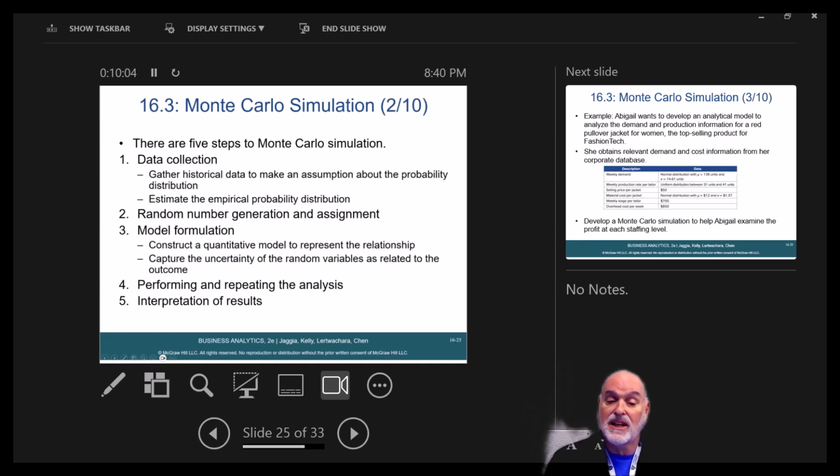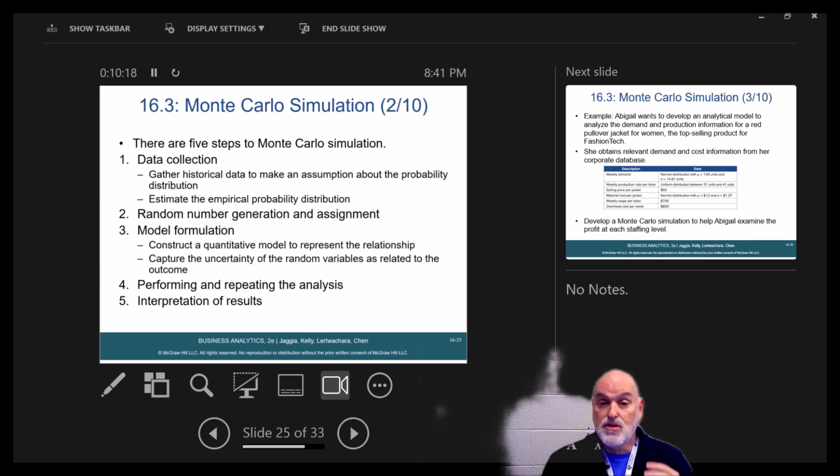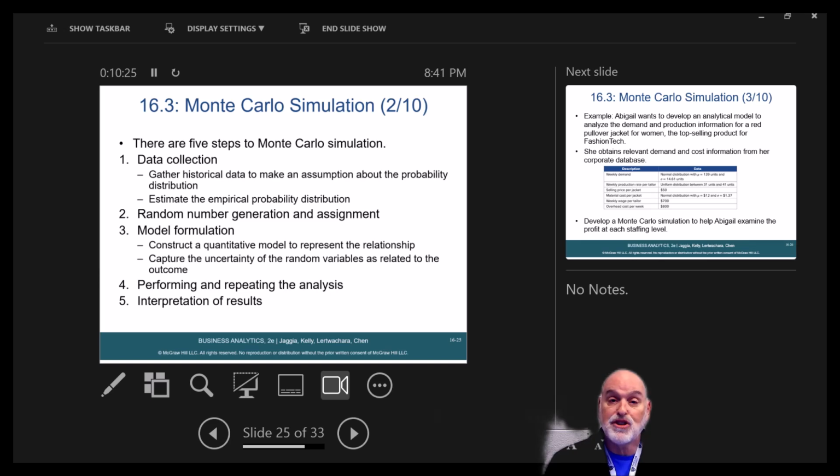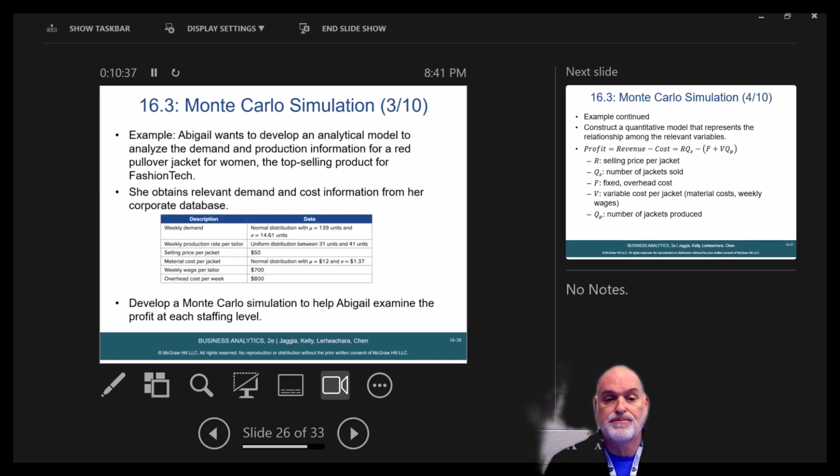There are 5 steps to Monte Carlo simulation. Number 1, data collection. Gather historical data to make an assumption about the probability distribution. Estimate the empirical probability distribution. Number 2, random number generation and assignment. 3, model formulation. Construct a quantitative model to represent the relationship. Capture the uncertainty of the random variables as related to the outcome. Number 4, performing and repeating the analysis. And 5, interpretation of results.